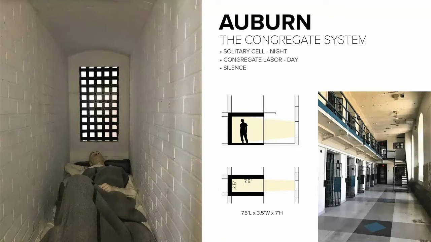Because of this new program, individual cells were allowed to be much smaller because the offender would only be in here at night for sleep, and they would leave for the day to go work in groups. The images shown here are from Kingston Penitentiary in Canada, which is a replica of the Auburn system. To the left is a replica in the museum showing what the original cells would look like.